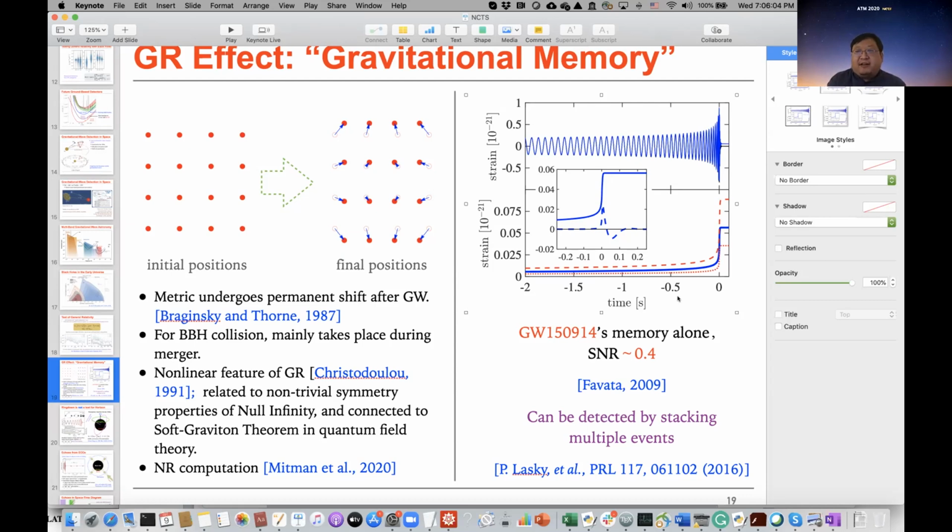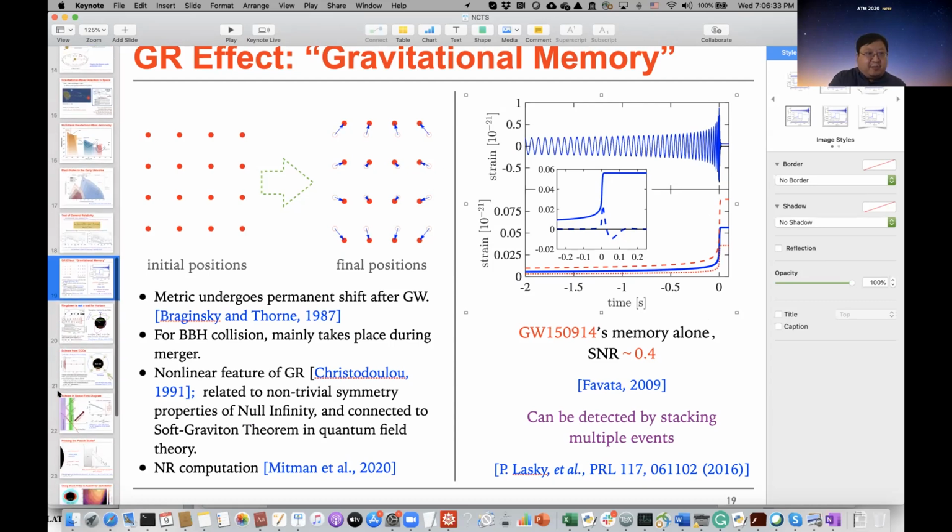It turns out that our sensitivity right now is not enough to detect the memory effect from a single event. But if we stack together multiple events, it is possible to look for such a shift in the strain before and after the merger part of the wave. So this is about demonstrating an interesting feature in relativity.